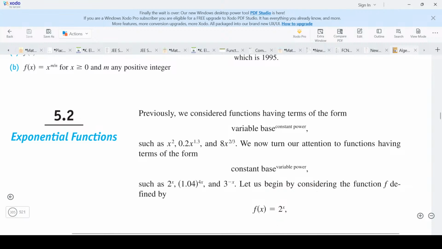Can you see my screen now? Yes, sir, we can. Okay. Let me share again, or we will just wait a bit.